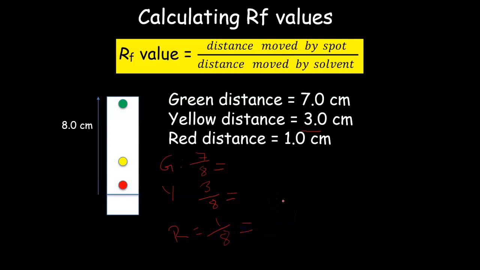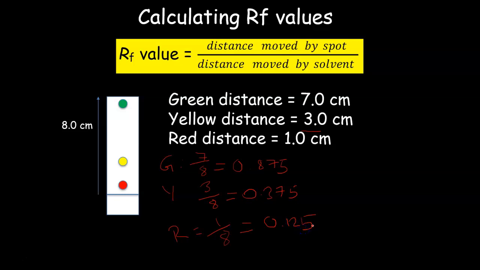So I'm actually going to spend a second just calculating these because it's worth actually analysing the numbers that come out. So for the green, it's 7 divided by 8, which gives you 0.875. For the yellow, it's 3 divided by 8, which is 0.375. And then finally for the red, it's 1 over 8, which is 0.125.